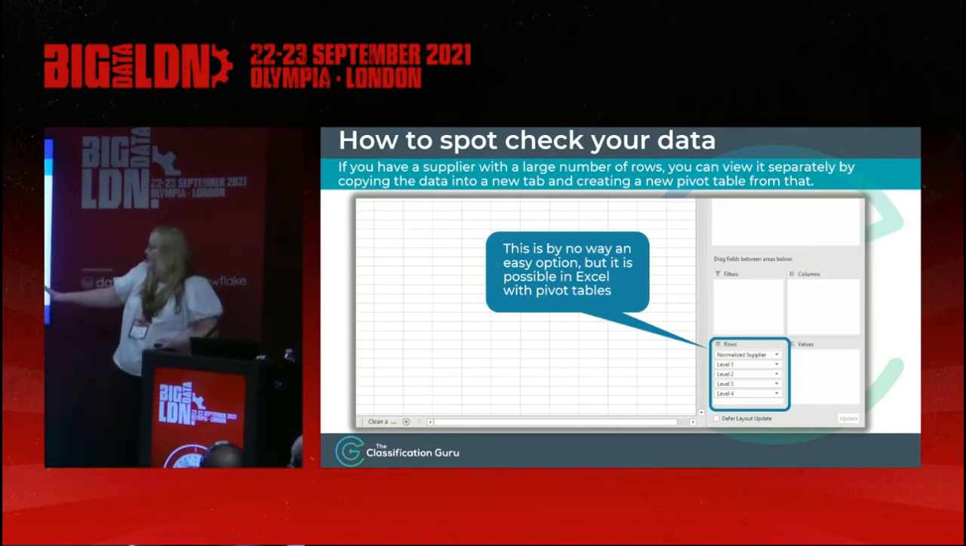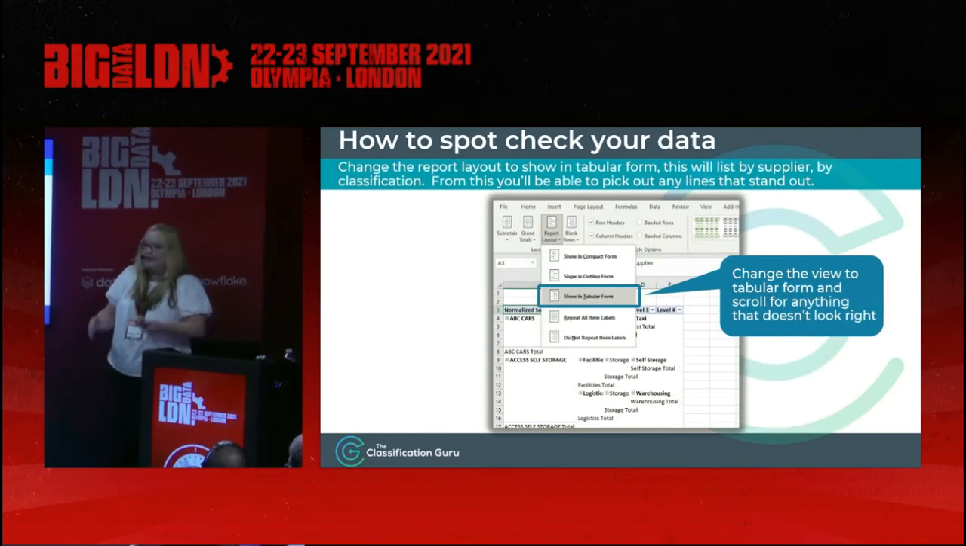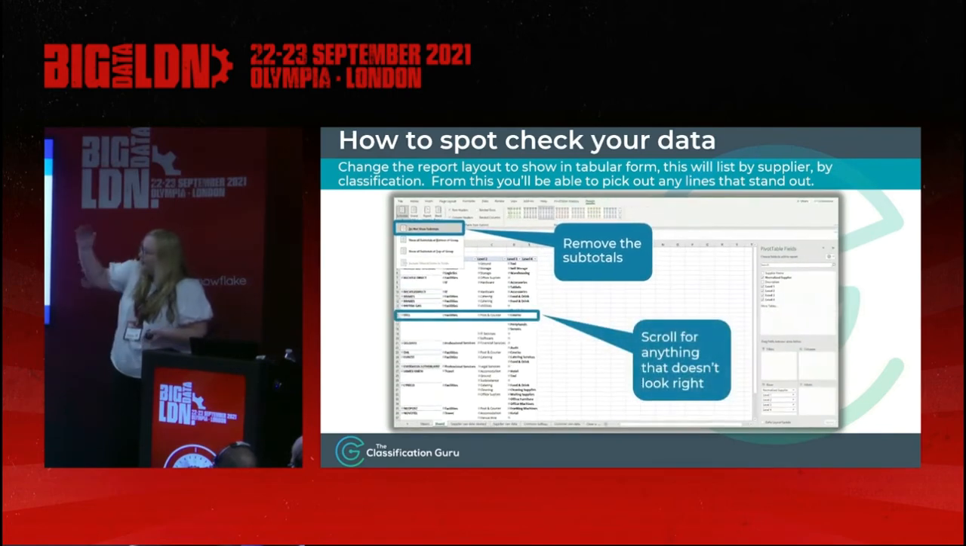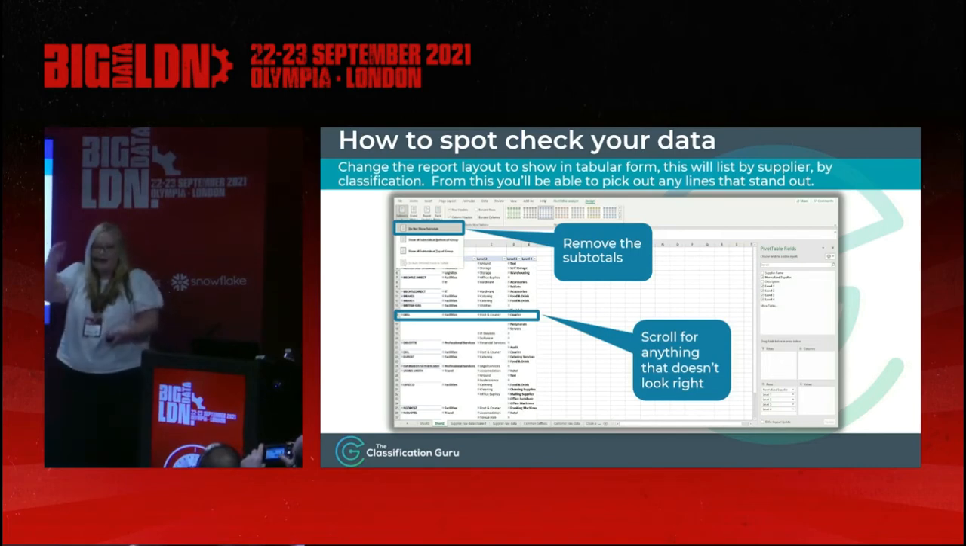So I've taken some classified data here. I've got the normalised supplier and the level 1, 2s and 3s. Obviously it's not going to show it the way I want it because it's Excel, so I'm going to put it in a tabular form and I'm going to remove the subtotals. And what that is going to do is give me a list of, in this case, supplier names and the categorizations. And then anything that doesn't look right as I scroll down is going to stand out. So for example, we've got Dell classified as a courier here, so that doesn't look right.